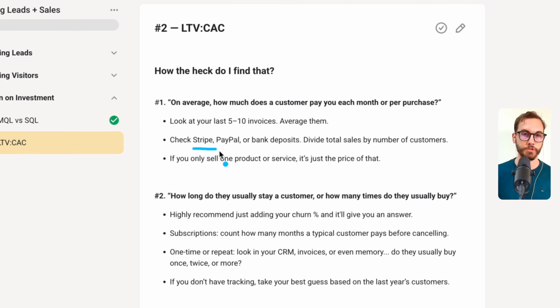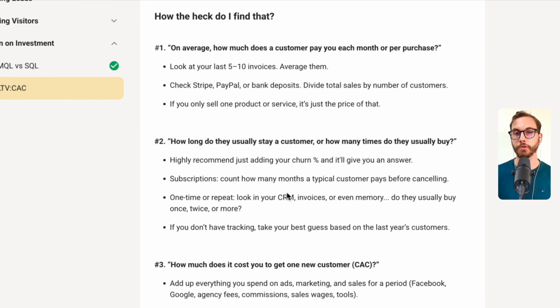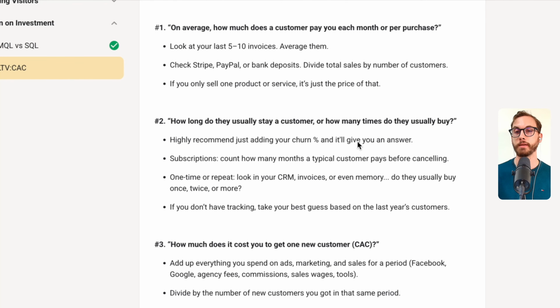You could check your Stripe account and have a look at the amount of money you made for the entire year, and divide that by the total number of all customers, not new customers, all customers. If you sell one product or service, then of course it's just the price of that. Right? Now, number 2: how long do they usually stay a customer, or how many times do they usually buy?